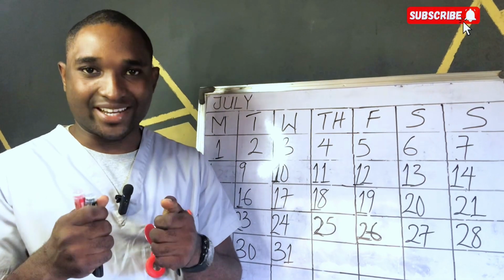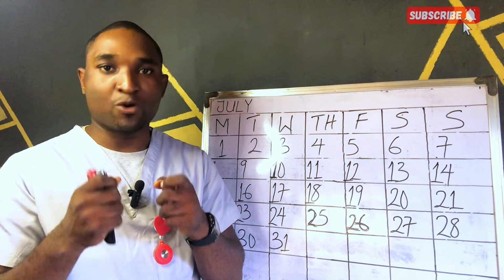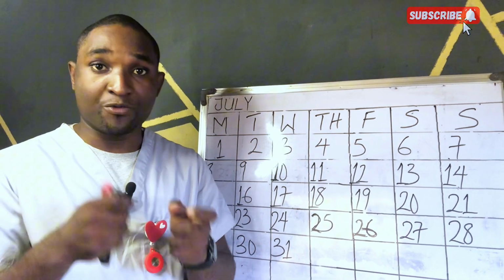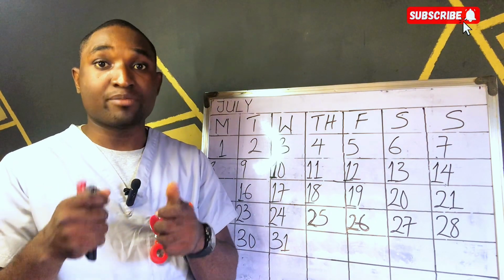When trying to get pregnant, it is important to know when you are ovulating, because ovulation is the time your body releases an egg from your ovaries, making it available for fertilization by sperm.